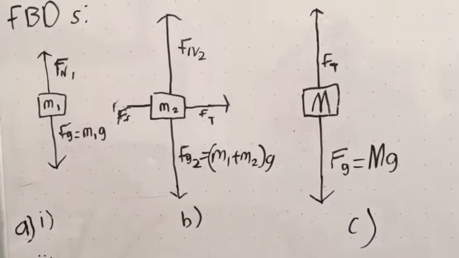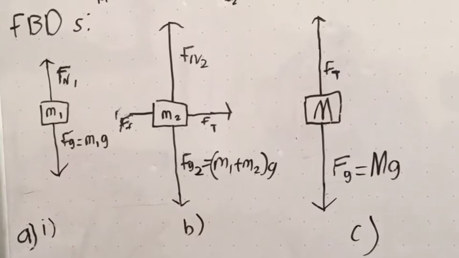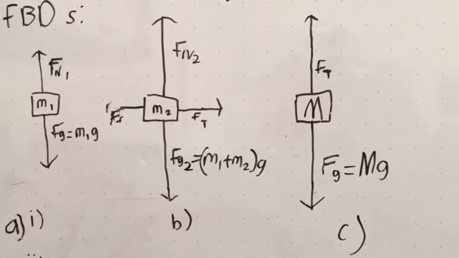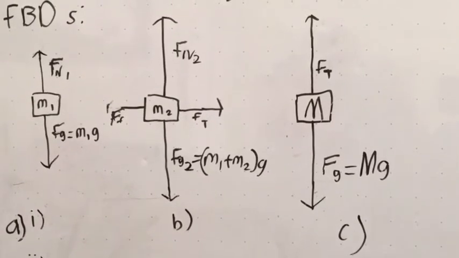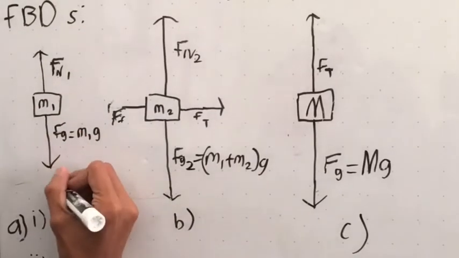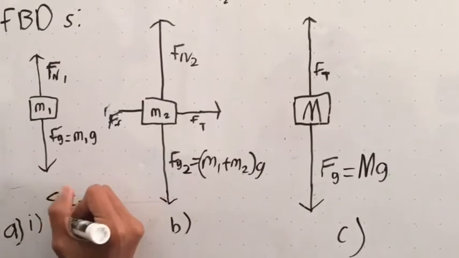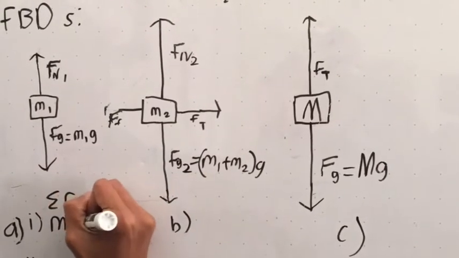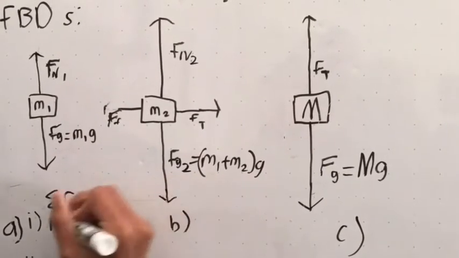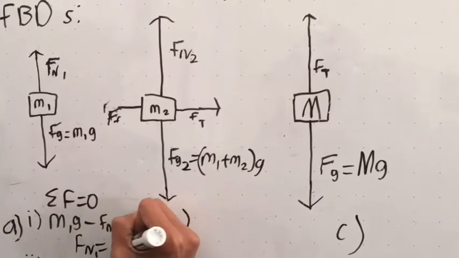For the first part of the question, we are asked to find the normal force exerted on block 1 by block 2. Looking at our free body diagram, it states that Fg is equal to m1g. Since m1 is not moving, the sum of the forces acting upon it has to equal 0. In other words, F net has to equal 0. So m1g minus Fn1 is equal to 0. Thus, Fn1 is equal to m1g.